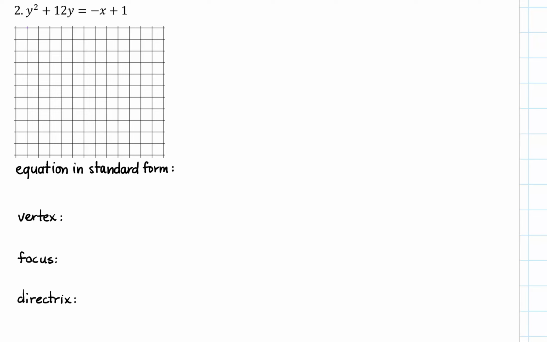So starting with finding the equation, I'm going to write what we were given. We were given y squared plus 12y is equal to a negative x plus 1. And so first, just looking at the equation that we were given, we should be able to tell that the standard form of this is going to be the form y minus k squared is equal to a negative 4a multiplied with x minus h.